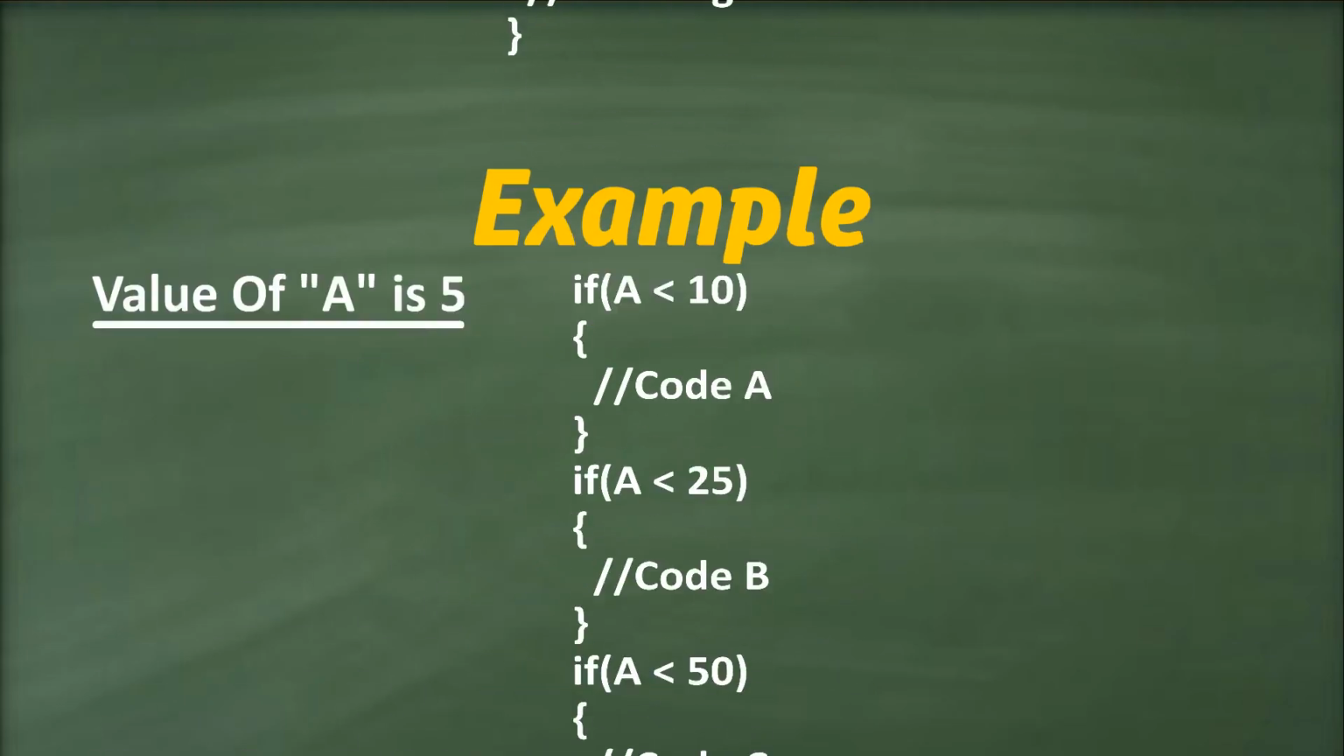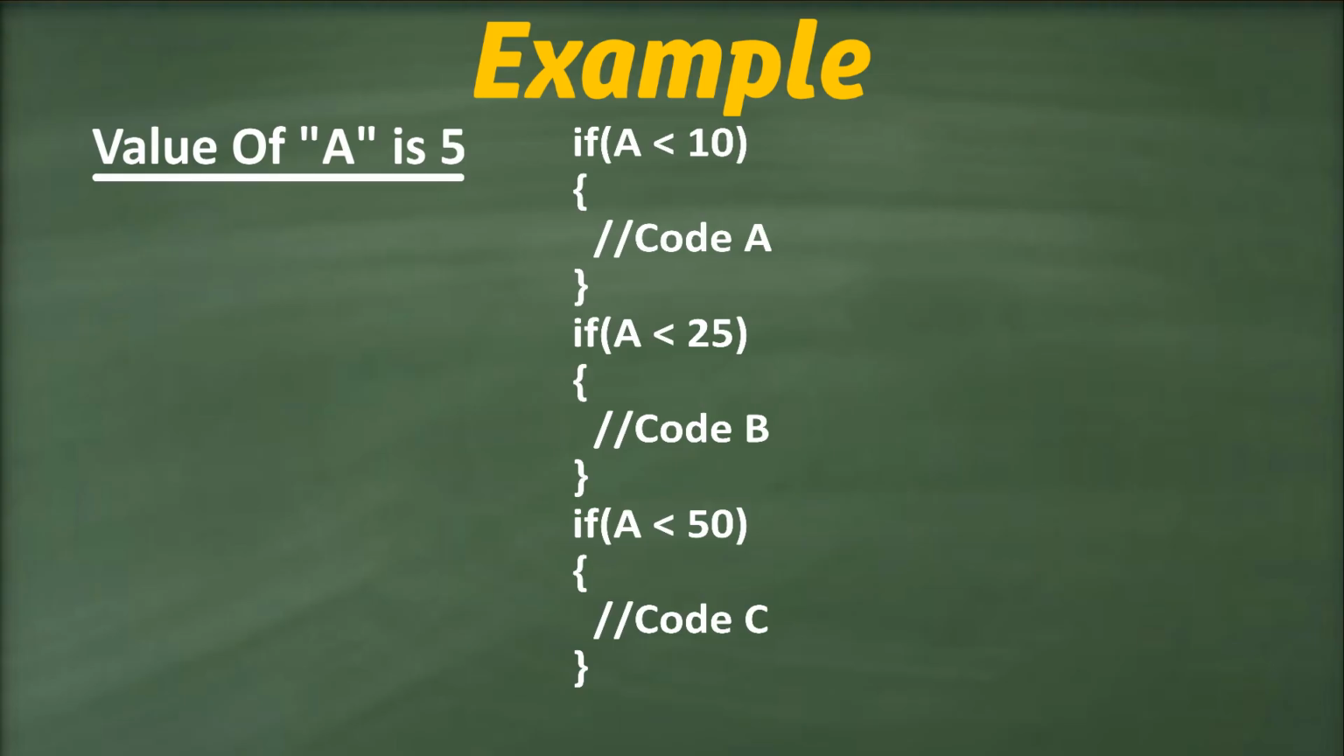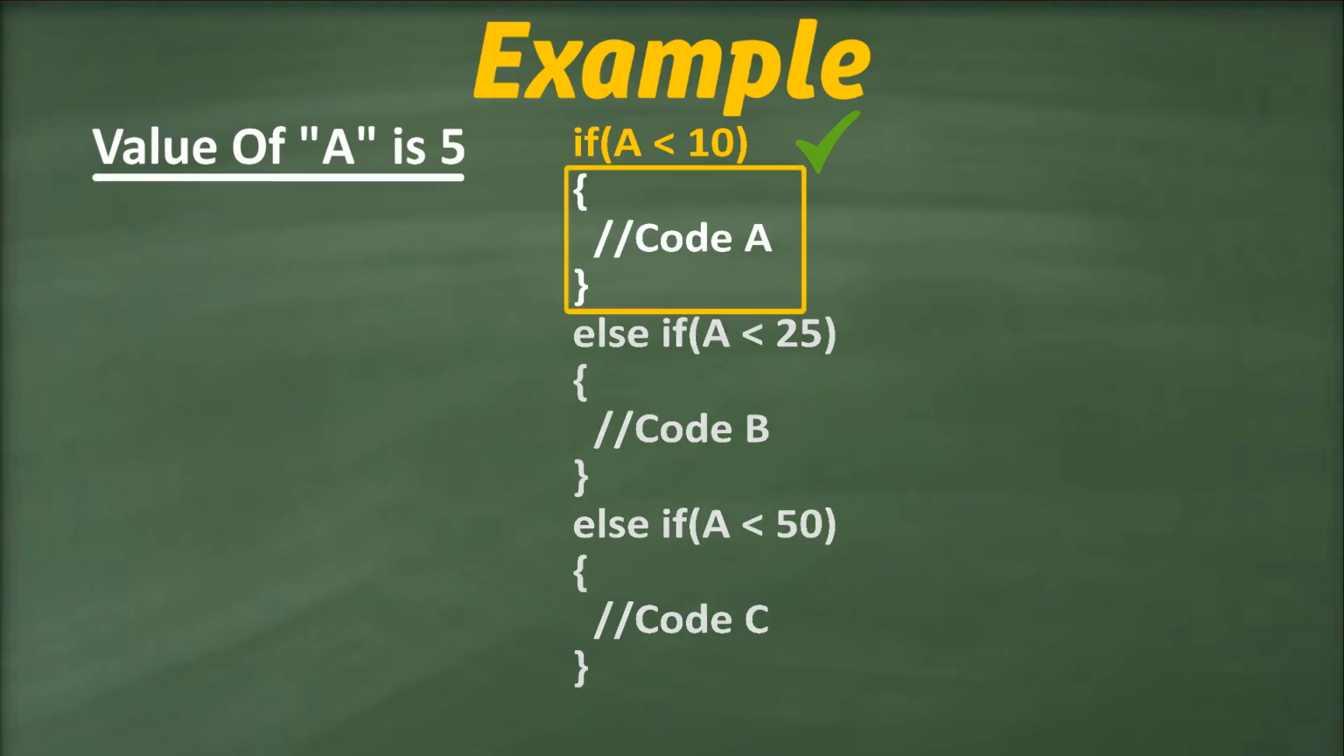Now let's see how using else if statements resolves our initial issue. We will replace the second and third if statements with else if statements. And we will set the value of variable a to 5. Now, when the program starts, it first checks the initial if condition. Since a is equal to 5 and 5 is indeed less than 10, this condition evaluates to true, and code A is executed and the remaining conditions are ignored, ensuring only one block of code runs at a time, which is exactly what we wanted.